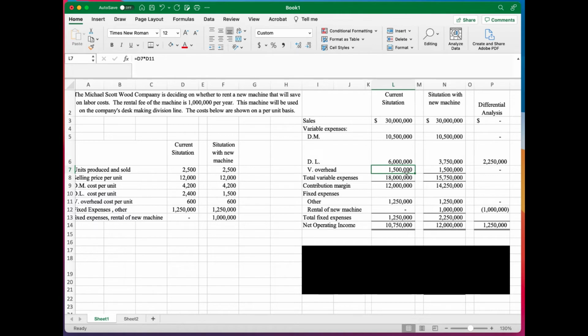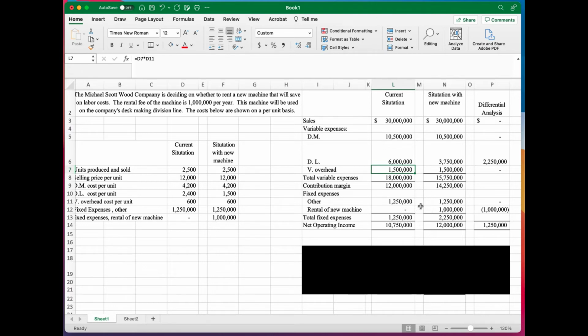Based on the current processes versus the potential new processes, they're identical. My variable manufacturing or variable overhead is $1.5 million. It doesn't matter if I produce the way I normally do, or if I introduce this new machine and change my production process. It's an irrelevant cost because they are identical, okay?